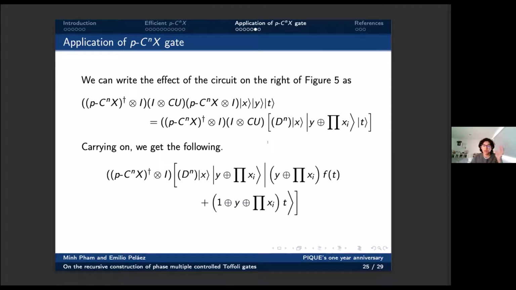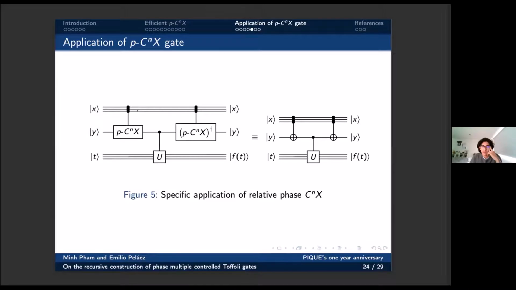And we have outlined a proof for this here. As you can see, this first equation is basically what the circuit applies to the registers. So first we have the phase CNX tensor identity, because in the first gate, the T register doesn't have any effect.